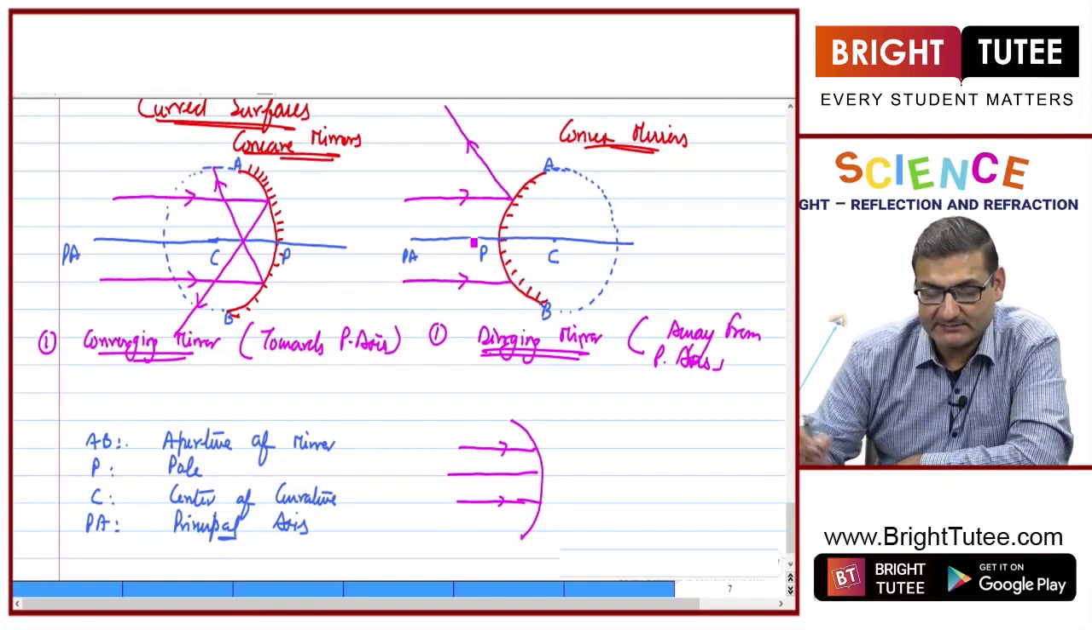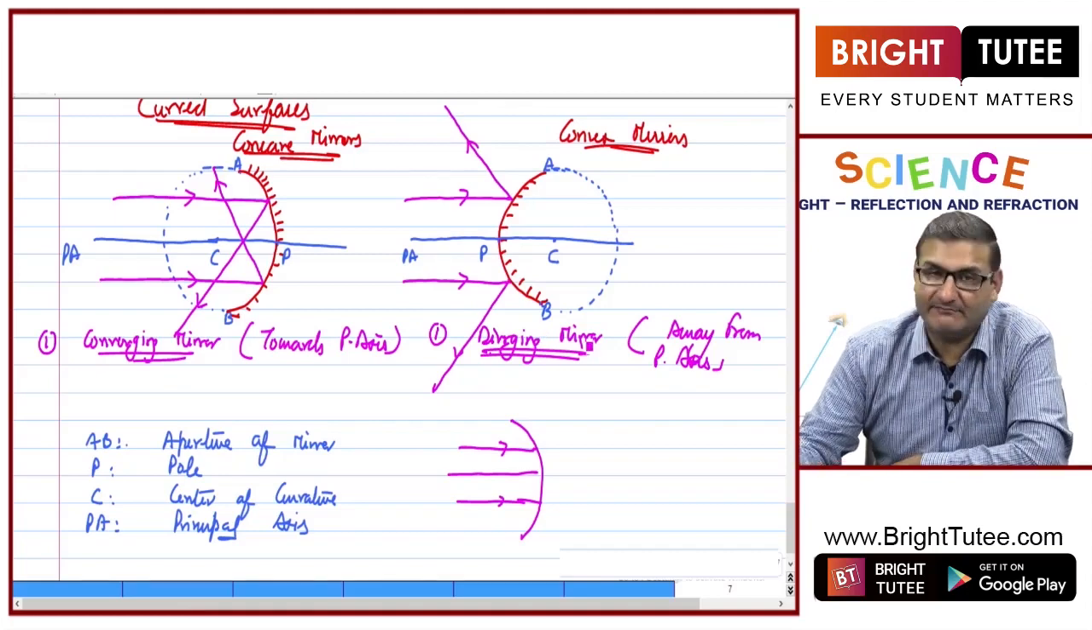Now the principal axis is above. After reflection, it has to go away from the principal axis. It will bend like this. Got it? Fine. This is divergence.